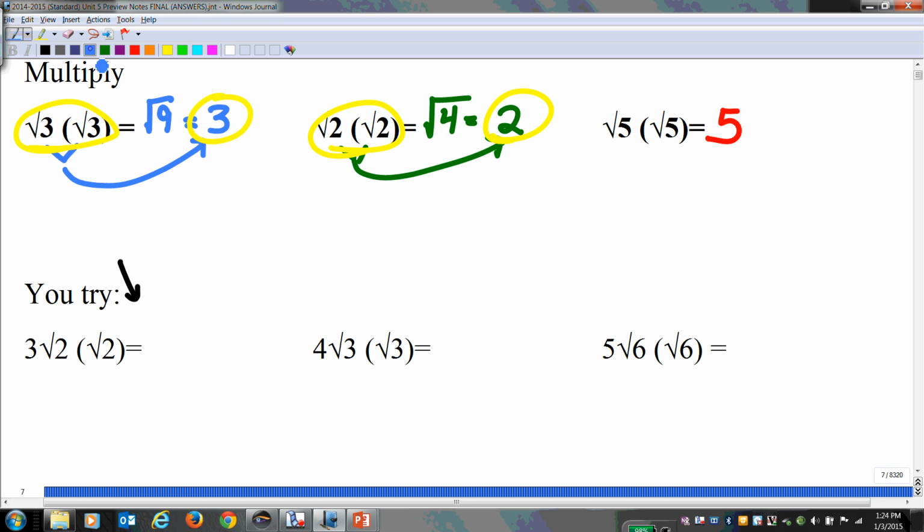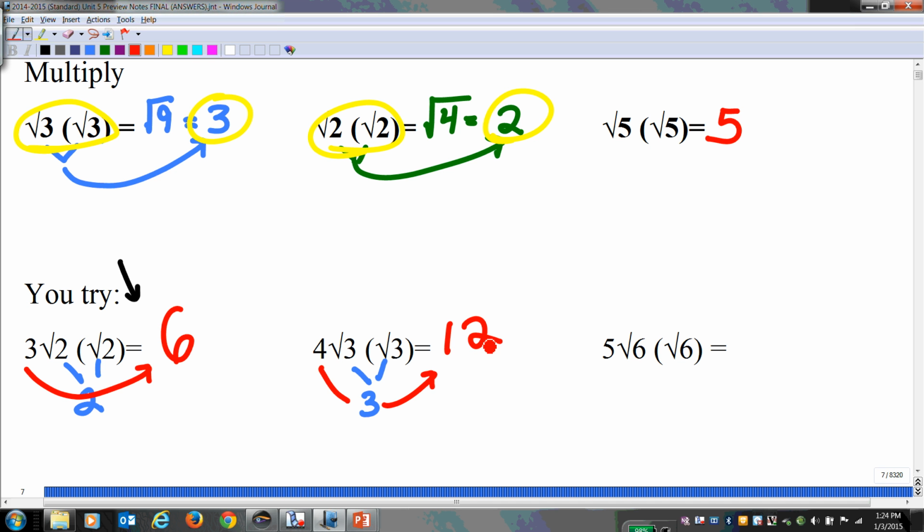Alrighty, let's check this out. Ready? Root 2 times root 2 is 2. And then you go like this: 3 times 2 is 6. Root 3 times root 3 is just 3. So 4 times 3 is 12. Root 6 times root 6 is just 6. Then we do 5 times 6 is 30.